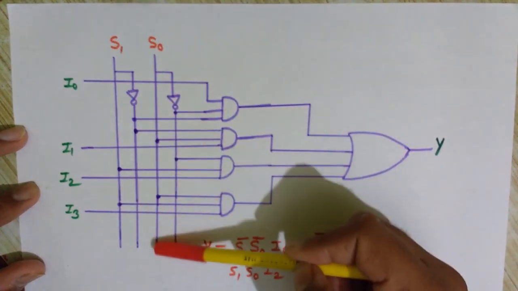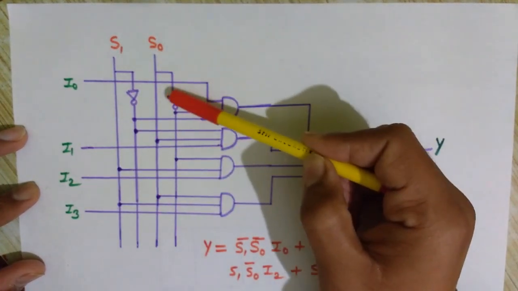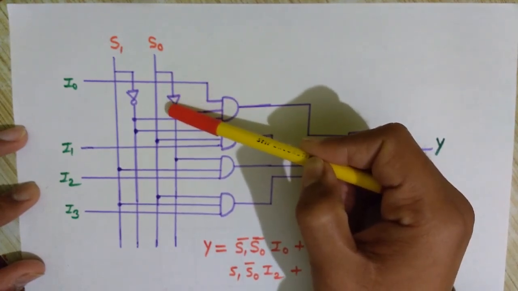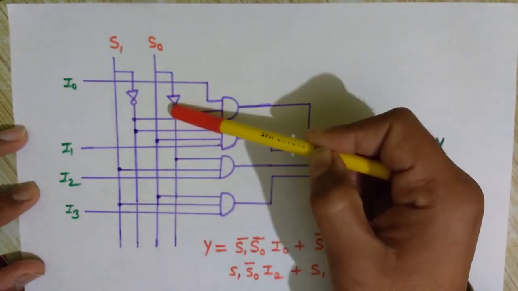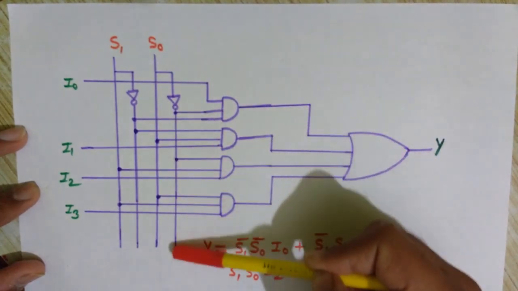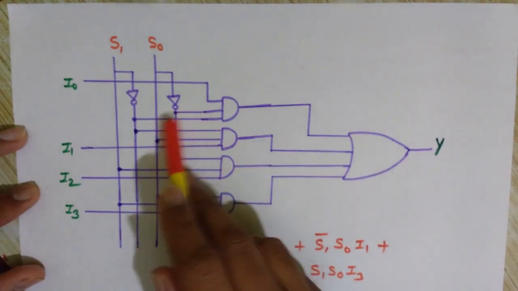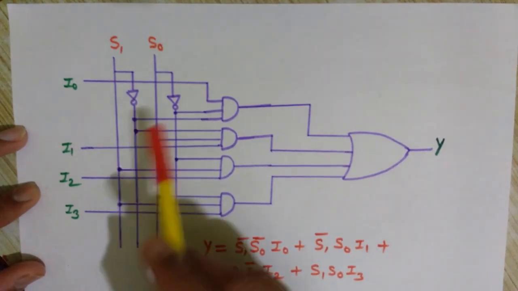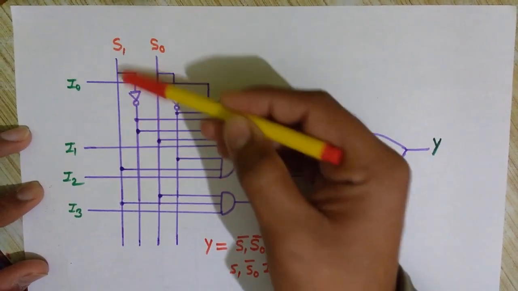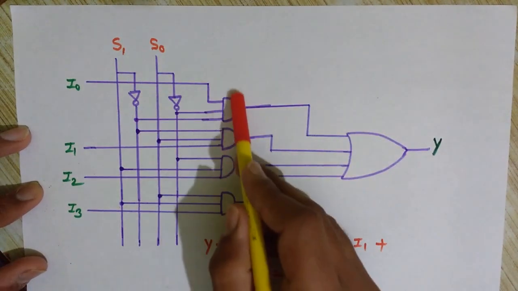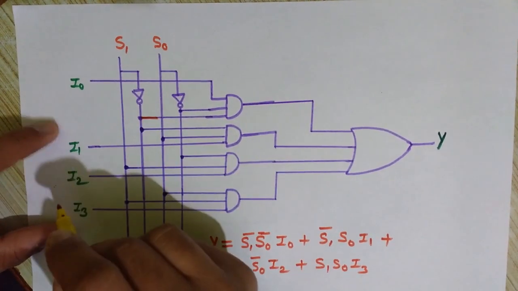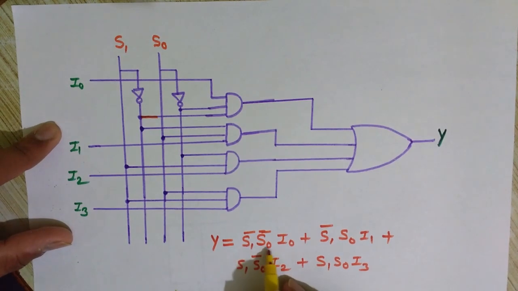This line denotes S0, and I have used a NOT gate here. After this NOT gate, this line has become S0 bar. So I will take the input whenever I need it. So S1 bar, S0 bar, and I0. This is S1, this is S1 bar. So for this first one, I will take these three things. This is S1 bar. Then I need S0 bar.